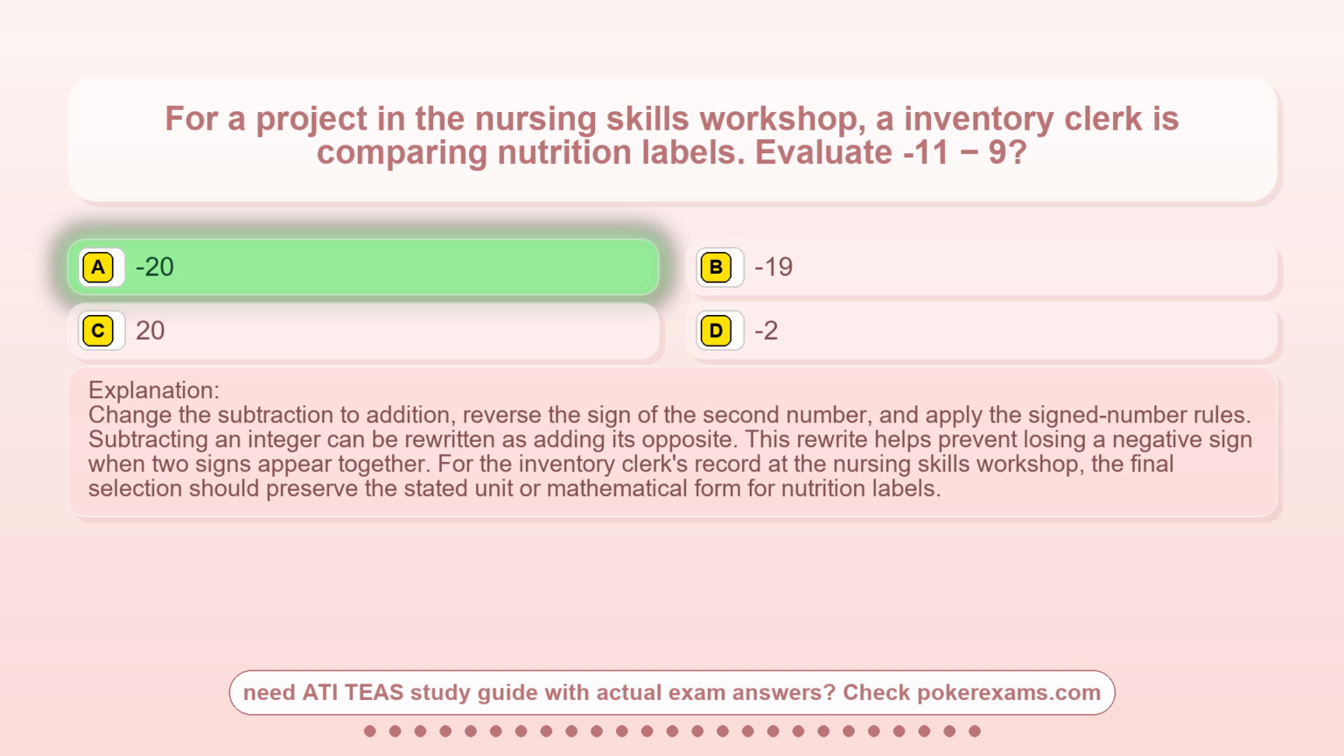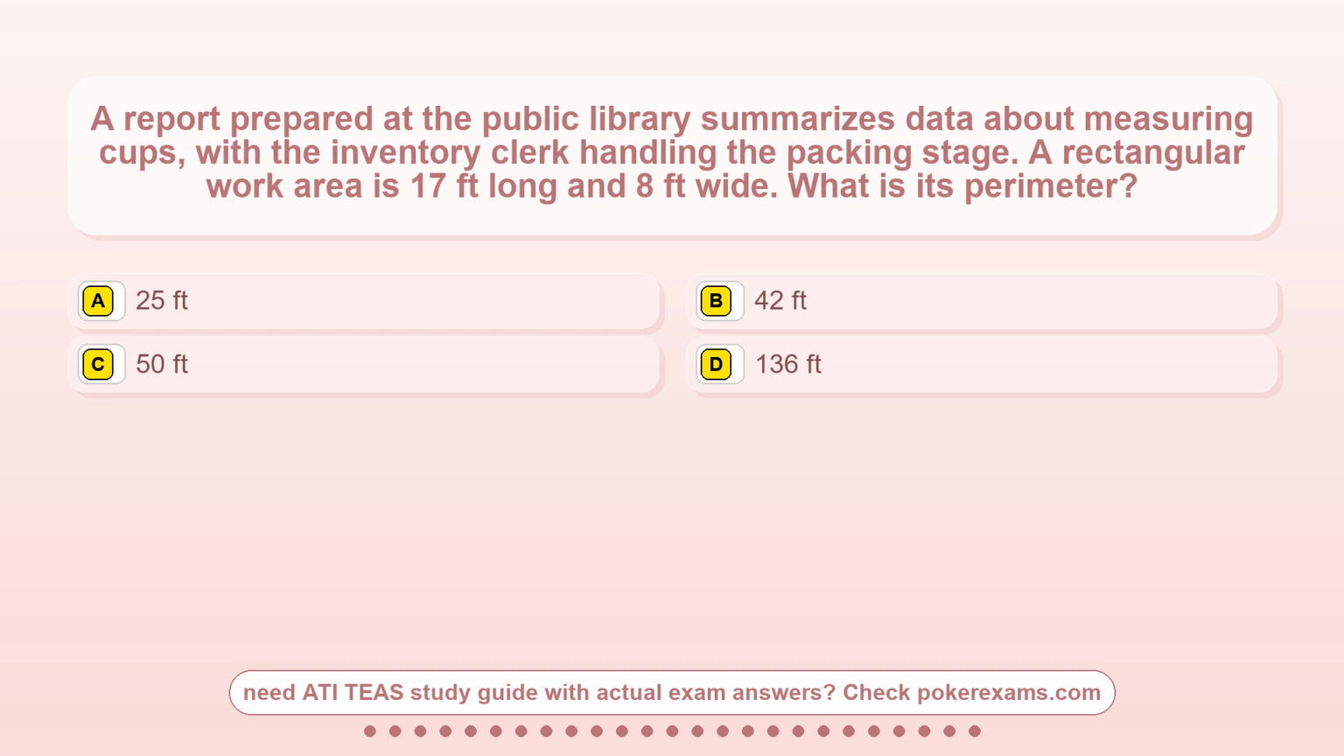This rewrite helps prevent losing a negative sign when two signs appear together. For the inventory clerk's record at the Nursing Skills Workshop, the final selection should preserve the stated unit or mathematical form for nutrition labels. Question 7. A report prepared at the public library summarizes data about measuring cups, with the inventory clerk handling the packing stage.